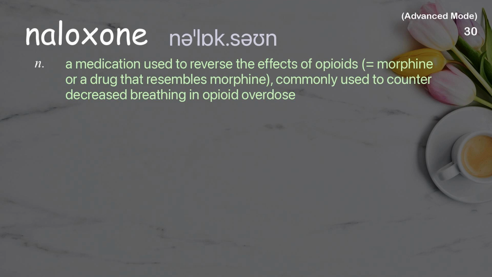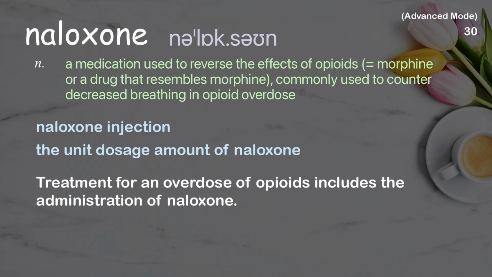Naloxone: a medication used to reverse the effects of opioids, meaning morphine or a drug that resembles morphine, commonly used to counter decreased breathing in opioid overdose. Examples: naloxone injection, the unit dosage amount of naloxone. Treatment for an overdose of opioids includes the administration of naloxone.